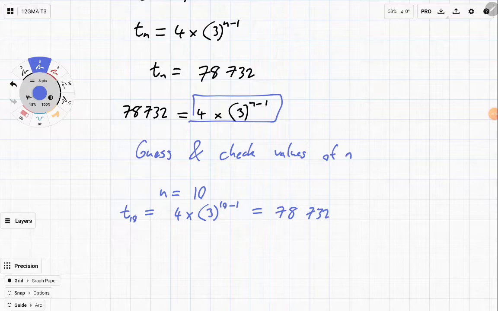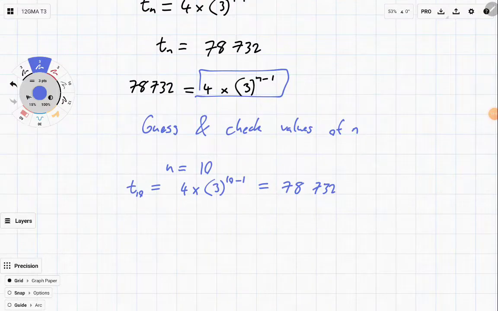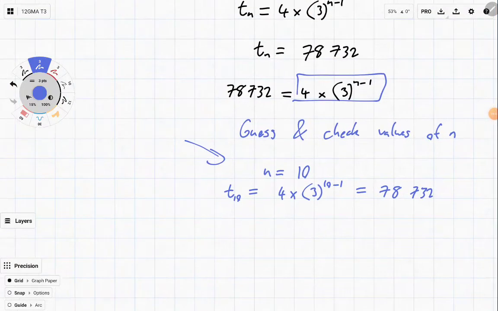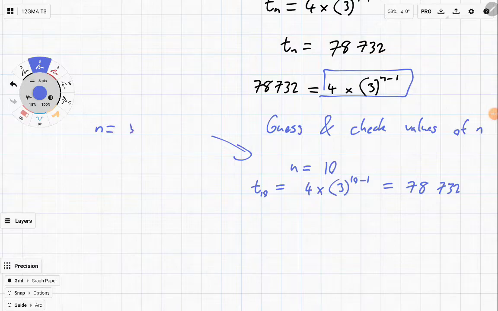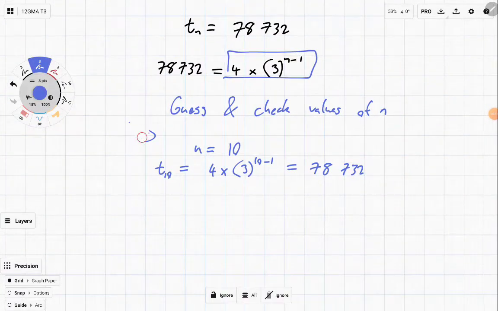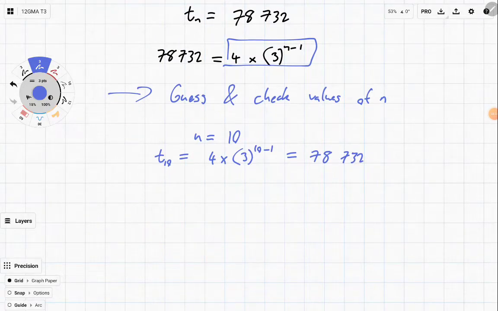In practice, you need to do a few guesses. If I wasn't just so lucky, you might previously try n equals 5, n equals 13, and you slowly work your way inwards. In terms of working out, you need to make sure that you specify that you are using the guess and check method, otherwise you cannot be given credit for it. So it's really important that you do actually specify that, but you can see that therefore 78,732 is the 10th number in the sequence.